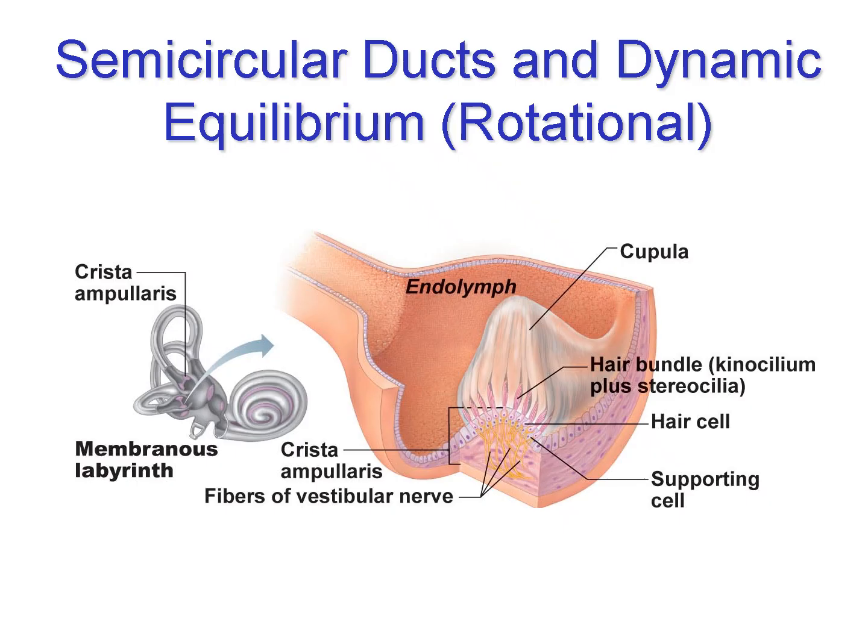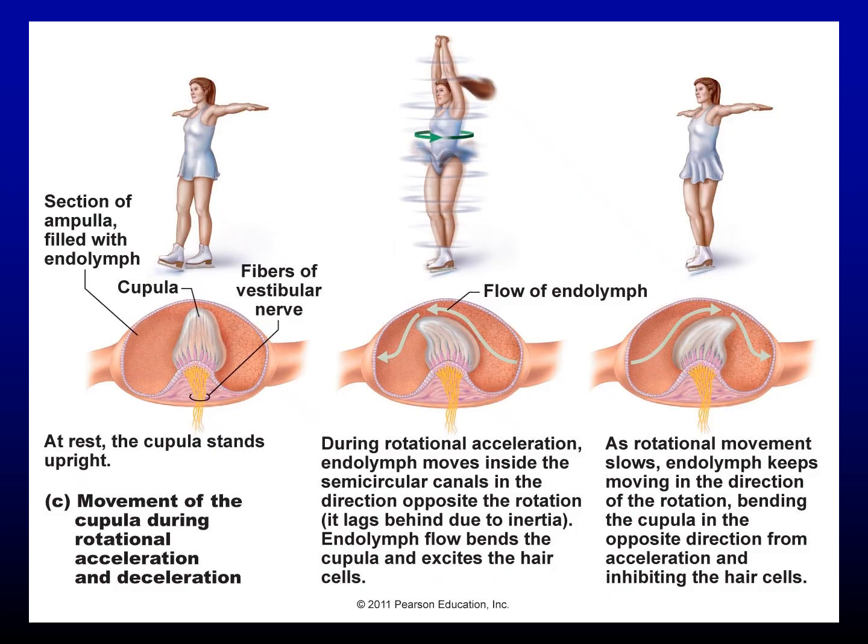Each duct has an enlarged swelling at one end called an ampulla, which contains the crista ampullaris. Each crista is composed of support cells and hair cells. The hair cells have stereocilia and one kinocilium that project into a gelatinous mass called the cupula. The cristae respond to changes in the velocity of rotational movements of the head.